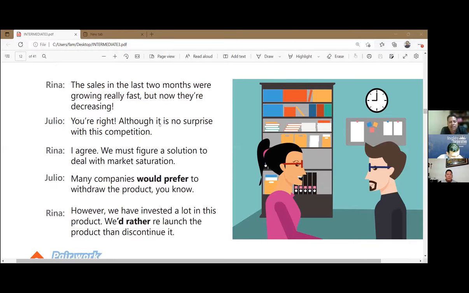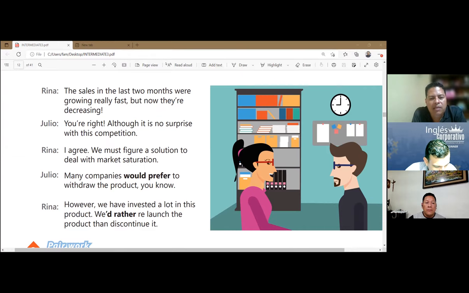You know. However, we have invested a lot in this product. We'd rather relaunch the product than discontinue it. Okay, I start. The sales in the last 2 months were growing really fast, but now they are decreasing. You are right. Although it is not a surprise with this competition. I agree. We must figure a solution to deal with market saturation. Many companies would prefer to withdraw the product, you know. However, we have invested.